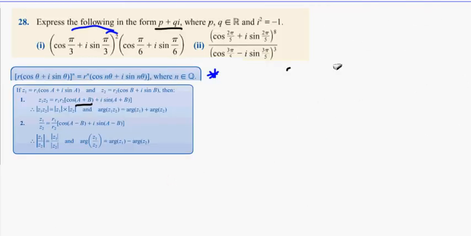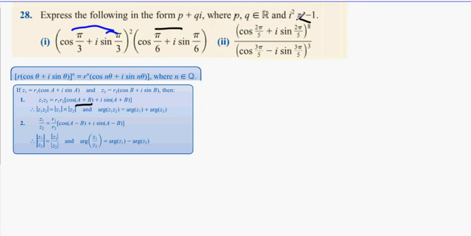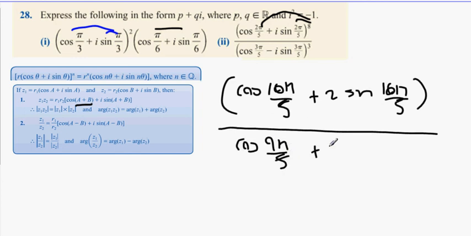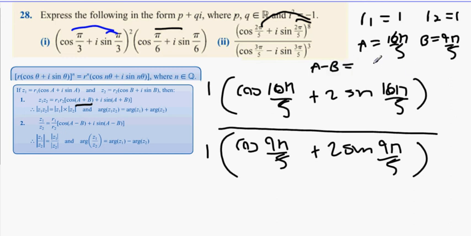Very similar. We're going to use the Myers rule to fix the start. So the Myers rule is going to be multiplying 8 by 2 pi over 5. So we're going to get cos 16 pi over 5 plus i sine 16 pi over 5. Close the brackets. And then underneath that we should get cos 9 pi over 5 plus i sine 9 pi over 5. Now once again, R1 and R2 are both 1. Angle A is 16 pi over 5. Angle B is 9 pi over 5. And then finally, A minus B is going to be 16 pi over 5 minus 9 pi over 5, which is 7 pi over 5.